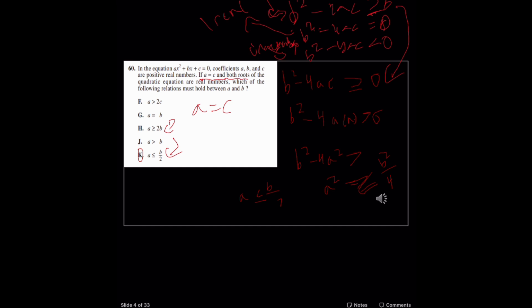All right, so first thing, you know that a is equal to c. So we can literally just substitute in c for a. I don't think there's much explaining to do there. So b squared minus 4a times a is greater than or equal to 0.